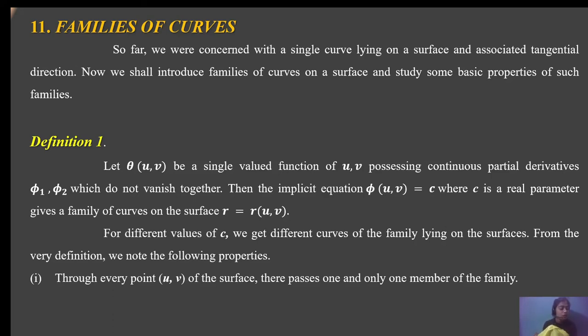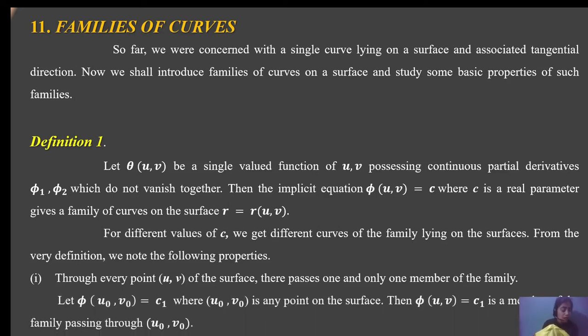Then we notice the property: through every point (u,v) of the surface there passes one and only one member of the family. Okay, take every point (u,v) on the surface. Let phi(u0,v0) equals c1, where (u0,v0) is a point on this surface. Then phi(u,v) equals c1 is the member of the family passing through the point. Hence through every point (u0,v0) on the surface, there passes one and only one member of the family.